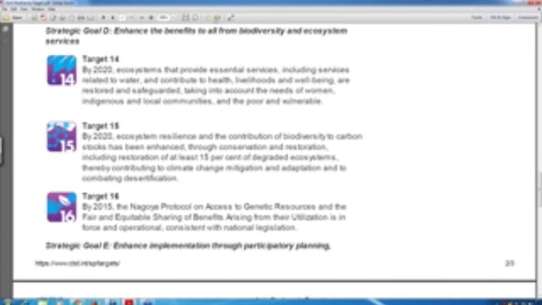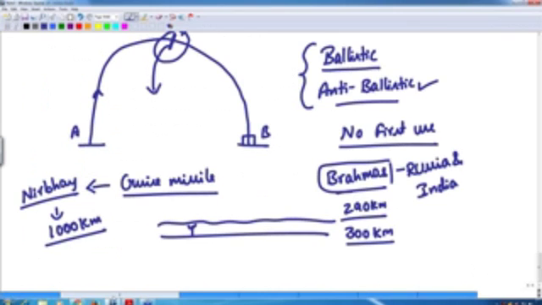Can you see here? Target 16. By 2015, the Nagoya Protocol on Access to Genetic Resources and the Fair and Equitable Sharing of Benefits arising from their utilization is in force and operational, consistent with national legislation. Can you see this? So this itself can be a question. So what exactly is the meaning of fair and equitable sharing of benefits arising from their utilization? What utilization? What are we actually using?